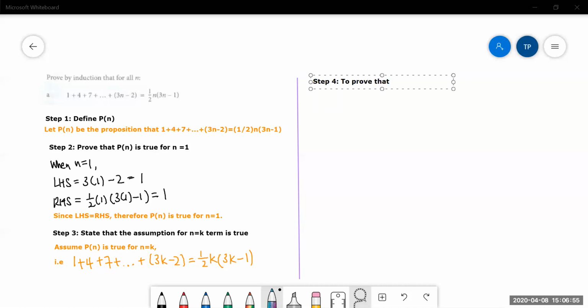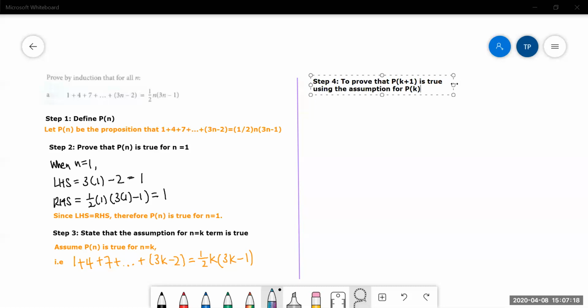Pk plus 1, or Pn is true for n equals to k plus 1. Yes, you can say that. Prove that Pk plus 1 is true using the assumption for Pk.